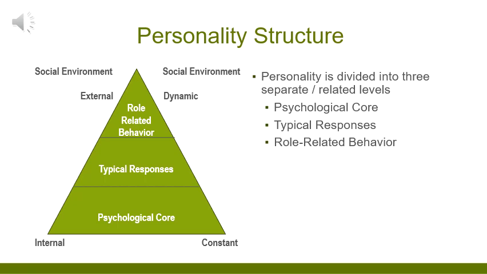Personality is divided into 3 separate but related levels. The base has a psychological core. The middle section is the typical responses, or like learned behaviors. And then the top part of the personality structure is the role-related behavior.